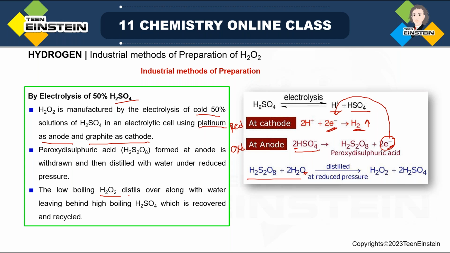If you just remember the setup of distillation, we have the distillation flask on the left hand side. We are giving heat and the vapor comes out, there will be a condenser where cold water is supplied, inside there is another tube, and finally it is stored in another container. So this H2O2 solution will be stored, leaving behind high boiling H2SO4. H2SO4 will remain in the distillation flask on the left hand side, and you can recover it and recycle it, because H2SO4 is also another important compound. So nothing is wasted. Fine. This is the electrolysis method, an industrial method for preparation of H2O2.